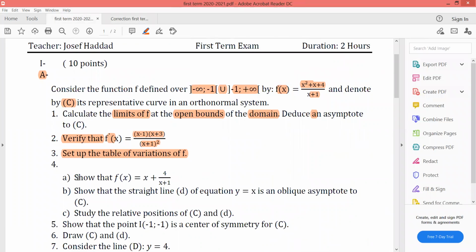Show that f x equals x plus 4 over x plus 1. And some of you take ax plus b, etc. They take f x equals ax plus b plus c over x plus 1. It is okay, but we can solve it an easier way. So we can take the common denominator here. Simply, we take the common denominator on the right side.